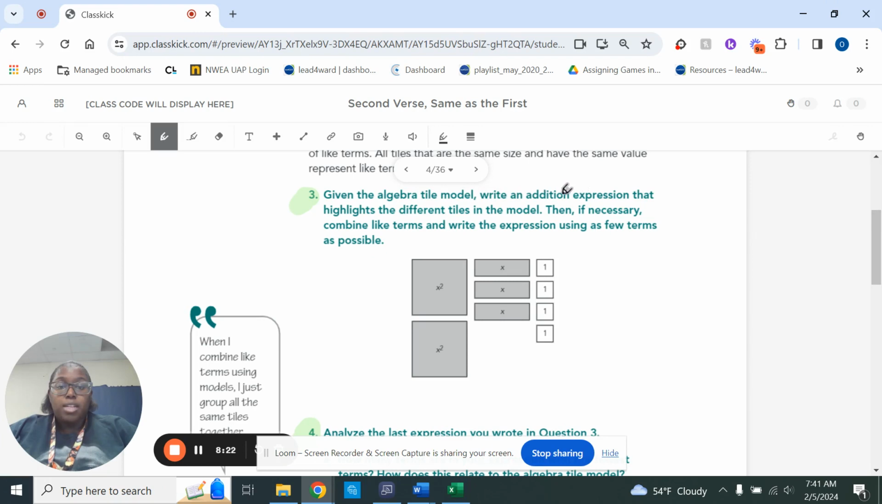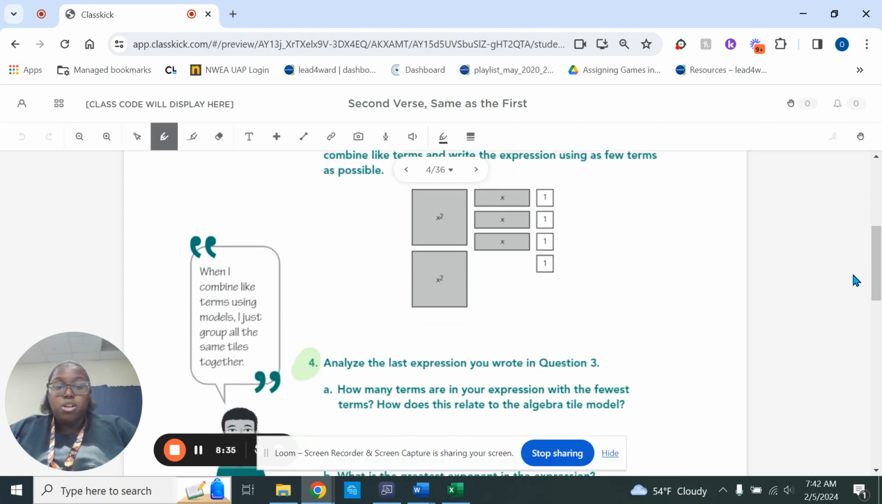Given the algebra tile model, write an addition expression that highlights the different tiles in the model. Then, if necessary, combine like terms and write the expression using as few terms as possible. So let's look at what we have here first. We have these tiles, then these, then these. So first they want us to write an addition problem, kind of like the one we just did on the previous one. So we have x squared plus x squared, because we have 2 of those, plus x plus x plus x, because we got 3 of those, plus 1 plus 1 plus 1 plus 1, because we have 4 of these.